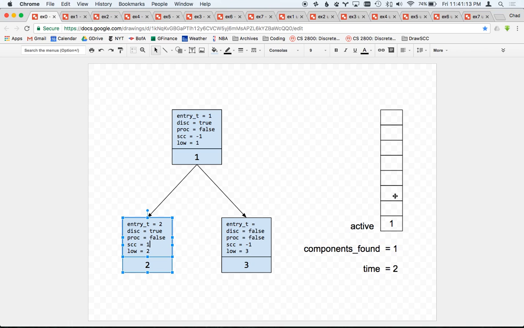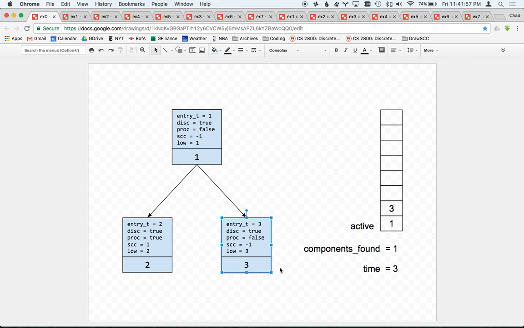And so, oops, I forgot to push 2 onto the active stack when we entered it, but now I have remembered, and we are now going to pop 2 off the active stack because we found a strongly connected component, and we set its strongly connected component equal to 1. Okay, we return to processing the edges. Oops, we mark vertex 2 as processed, and we return to processing the edges of vertex 1. We find this edge to vertex 3, which is undiscovered. We increment the time marker by 1. We mark vertex 3 as discovered. We also push it onto the active stack, not forgetting this time.